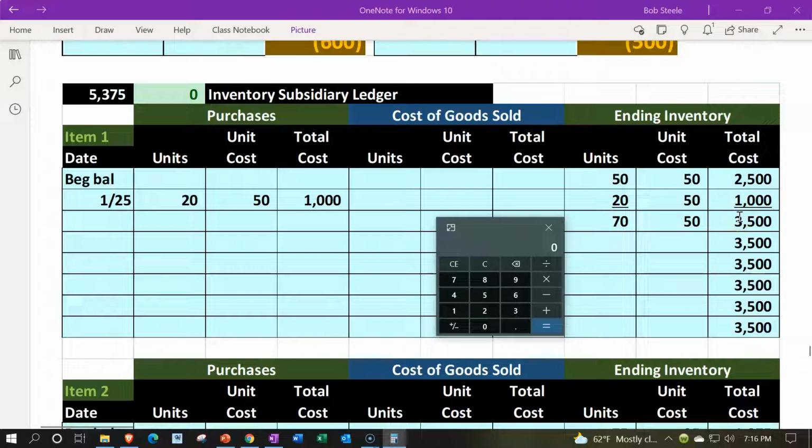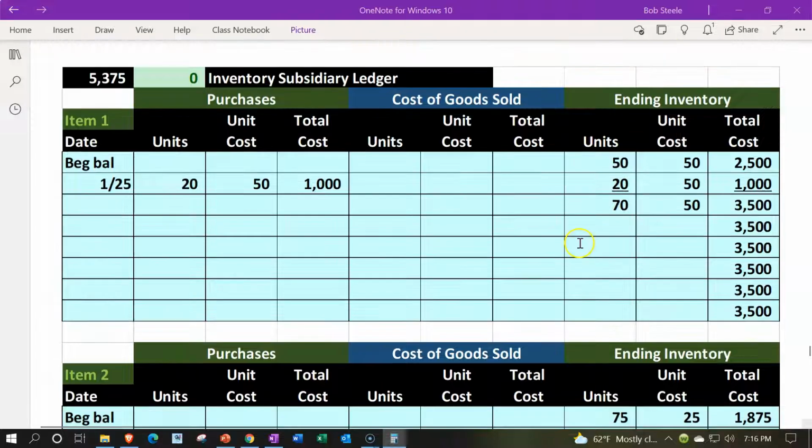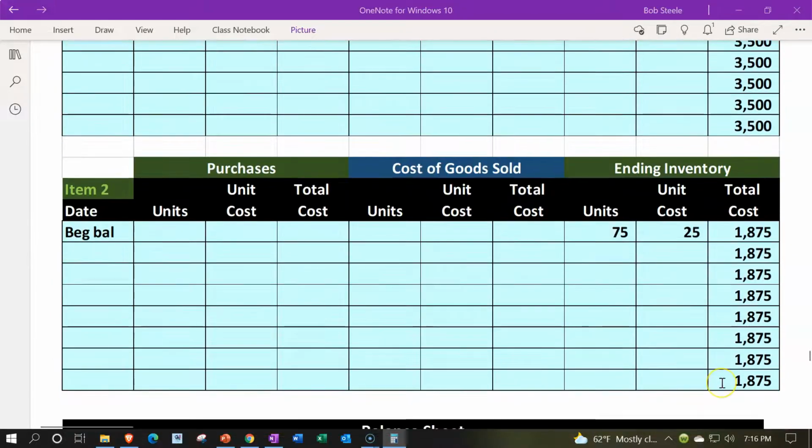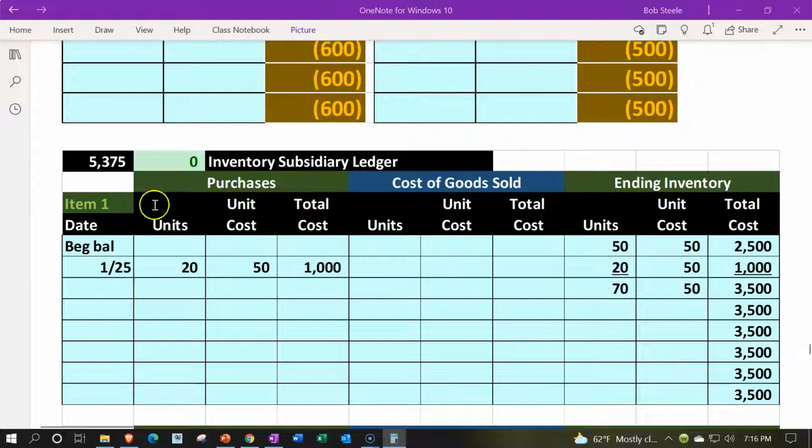There's the 3,500. The unit cost on a weighted average is still 50 because we didn't have a different cost here, so we don't have to do anything tricky with the averages. So I won't even need the calculator. We got the 3,500 plus the 1,875 of the other units. That adds up to the 5,375. Now I know I went over that quickly. I'm not trying to focus too much on the inventory at this point.